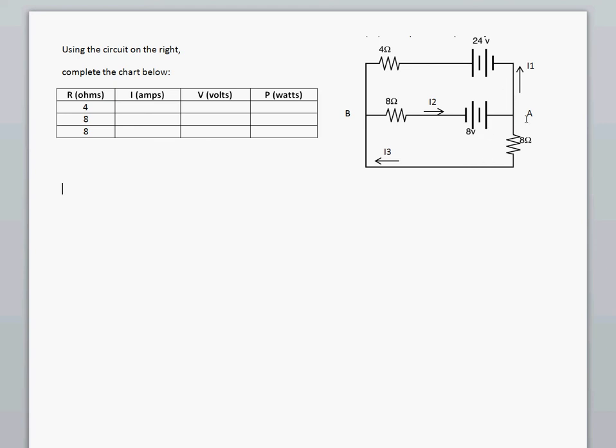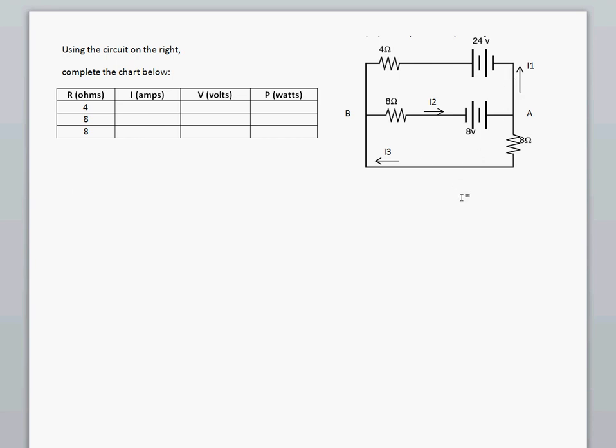I've identified node A and node B here, and I've also identified current. I2 is the current going through the middle, traveling from left to right. I1 is the current leaving node A, traveling counterclockwise around loop 1. I3 is also leaving node A, traveling clockwise around the bottom loop. So we have three currents, I1, I2, and I3, and we've designated which way they are traveling.